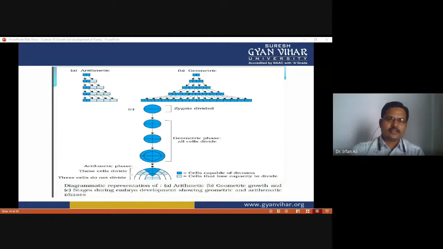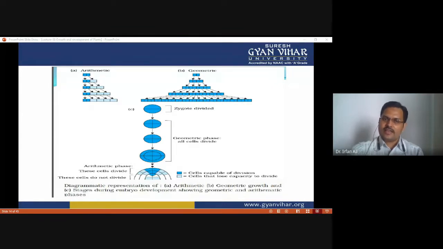Only the cells shown by the dark color have the capacity to divide, while the cells shown by the light color do not have the capacity to divide. That's why this type of growth is there. It is not like 2, 3, 4, 5, 6, and not like 2, 4, 8, 16, 32. So this type of growth is called arithmetic growth.